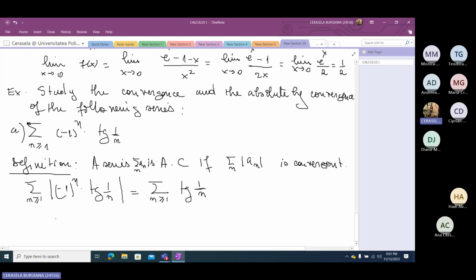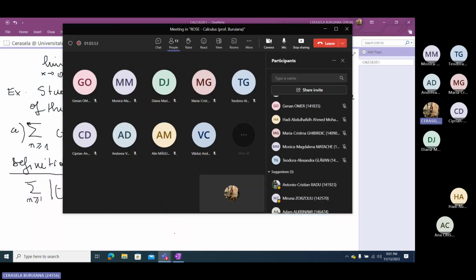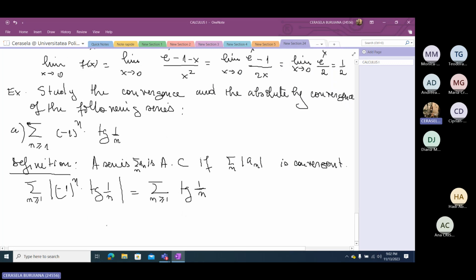What about this series? How do I study its convergence? What do you think we do? I will compare it with something. Riemann. With the Riemann series, yeah. So if we look at the general term, immediately I guess that I will compare the general term, the tangent, with 1 over n.